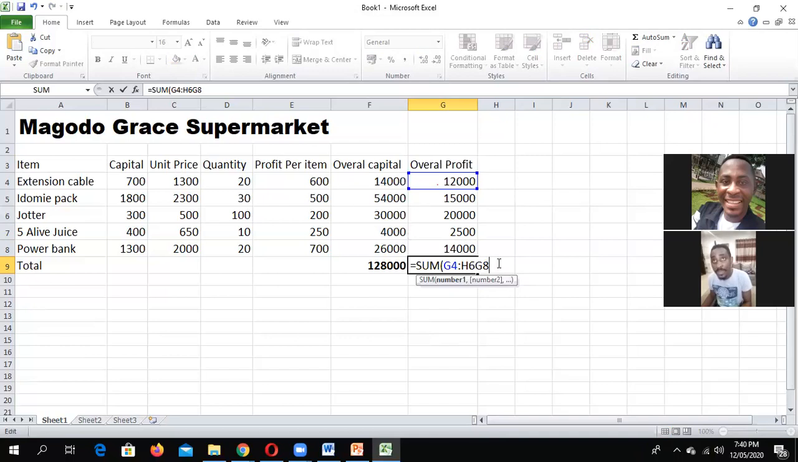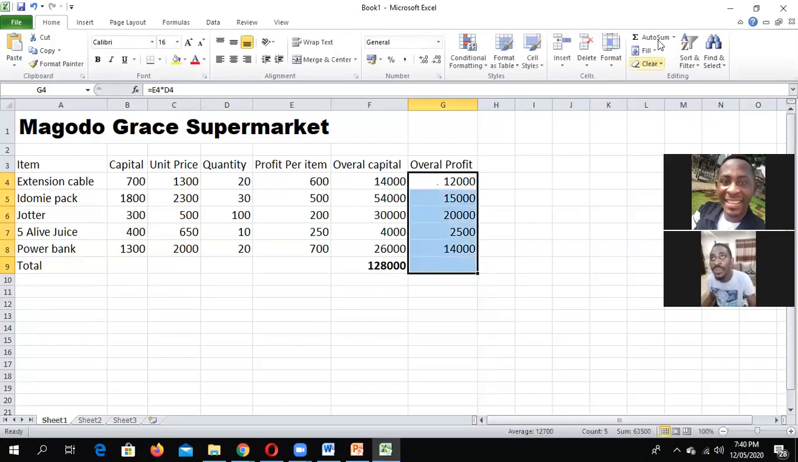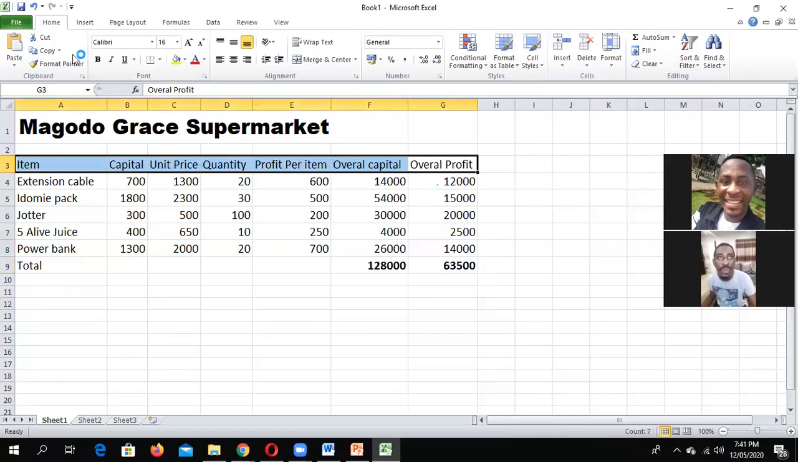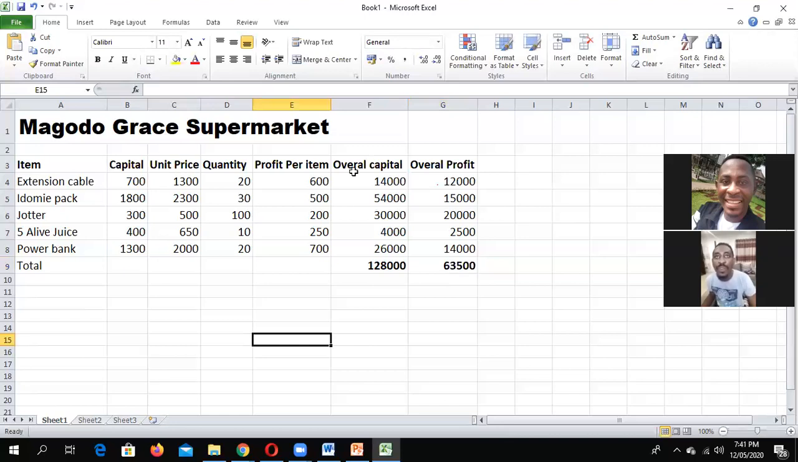Sorry, I need to erase it. So I'll just right click again and then I'll use auto sum. So I can go ahead and bold this. You can see this is profit. I want to bold all of these as well. So you can see they invested 128,000 in their business and then they made profit of 63,500.